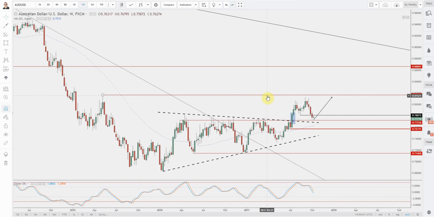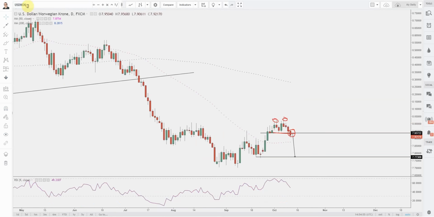So now we have a mixed signal. Should we go long or should we go short? Go long with the triangle breakout or go short with the double top pattern? This is where the confirmation comes. Okay, now I'm a little bit biased to the upside. I have an upside bias, but I won't go long until I see a clear confirmation.